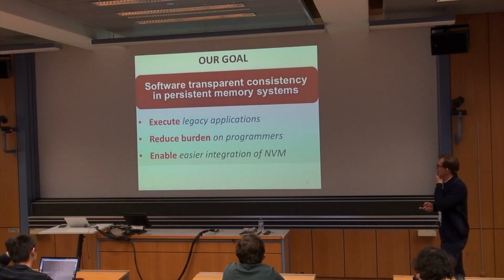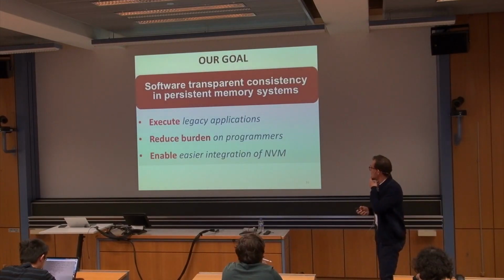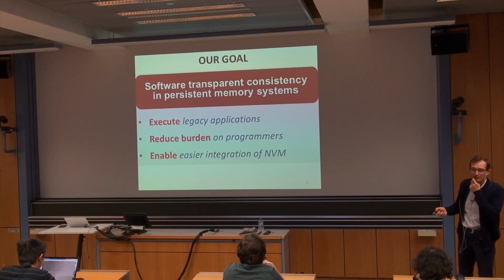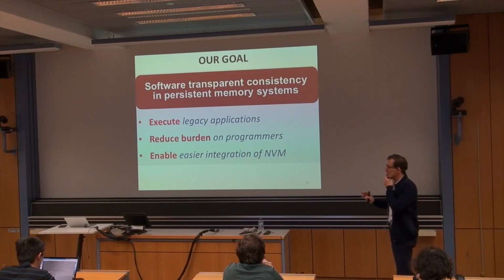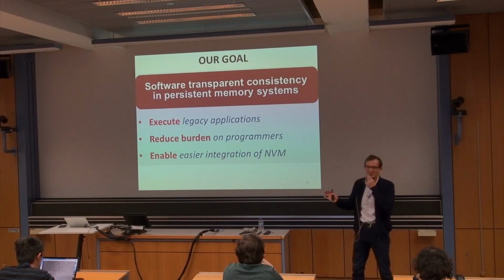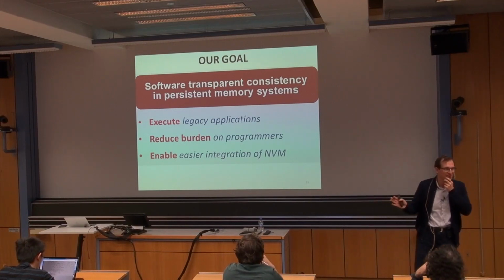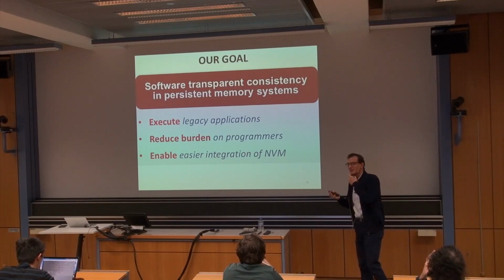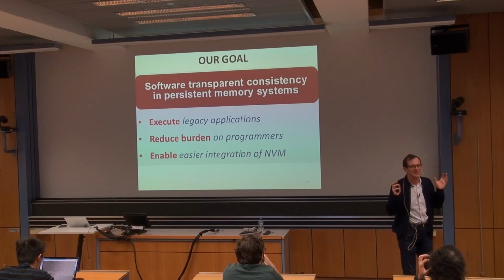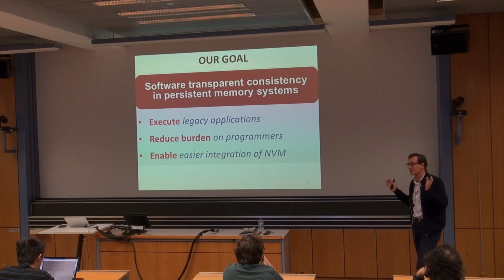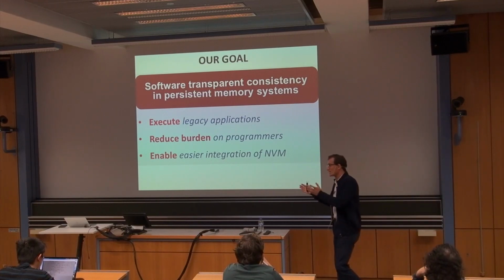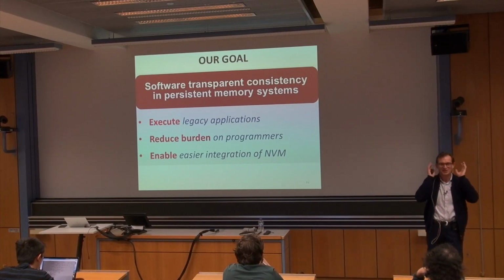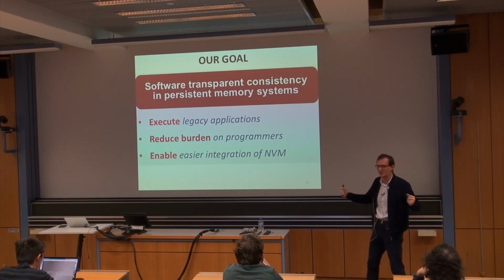So basically our goal was multiple over here. First of all, executing legacy applications. If your memory magically becomes persistent overnight, your legacy applications will break. You won't be able to execute them because of the problem that we've discussed, right? There's always an implicit assumption that whenever you update memory, it's volatile. Actually, your operating systems assume that also. This is very much ingrained in how we program today.